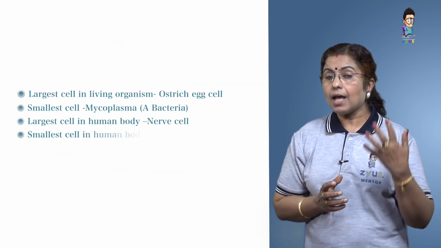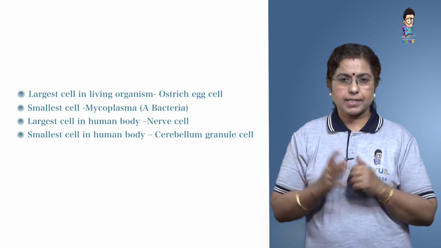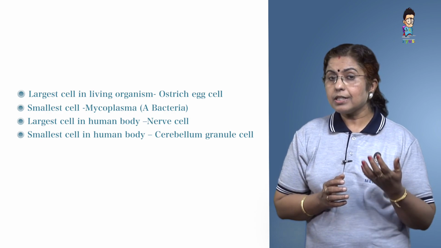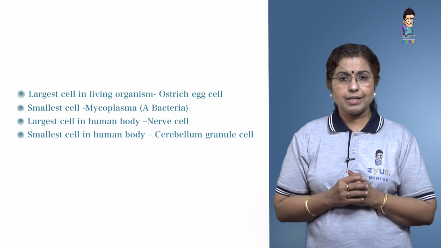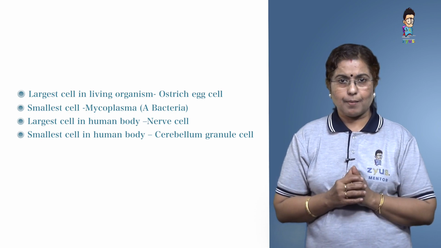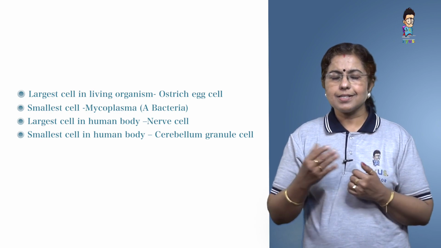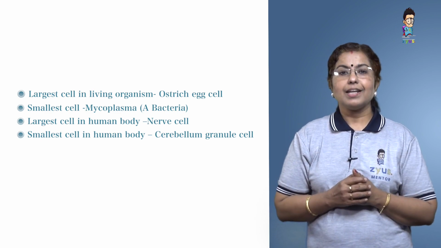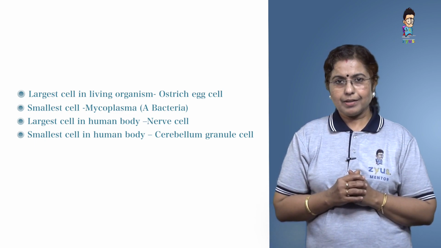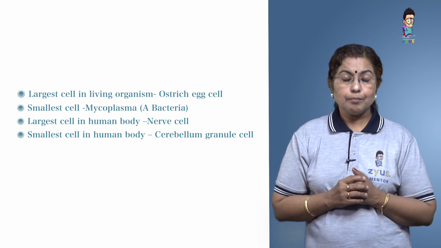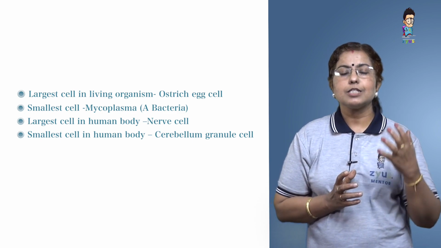Do you know what is the largest cell in the world? Okay, it is the ostrich egg cell. And can you say the smallest cell? The smallest cell is a kind of bacterial cell, that is mycoplasma. Whereas in the body of a human being, the largest cell is the nerve cell and the smallest cell is the granular cell of the brain. Okay? But in a male human being, the sperm cell is considered the smallest cell.